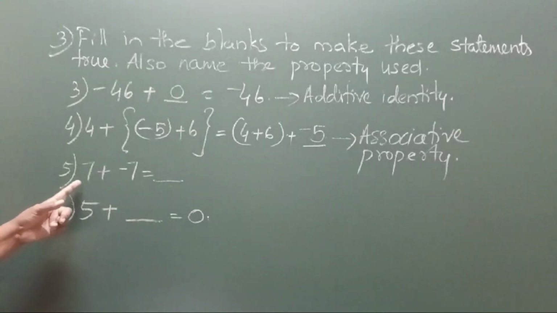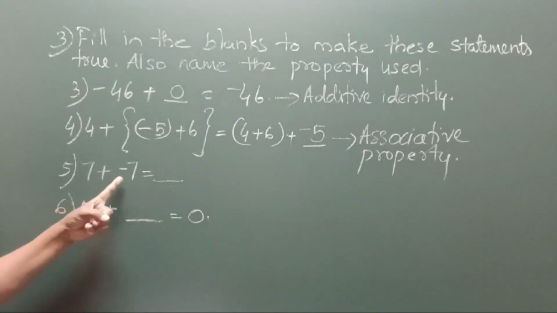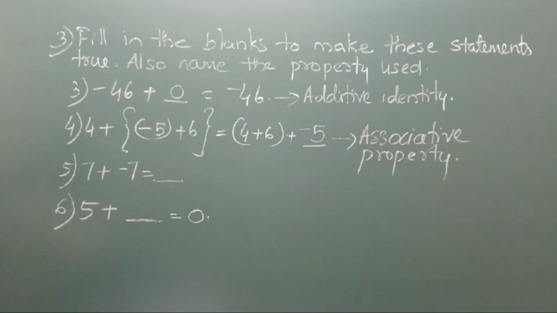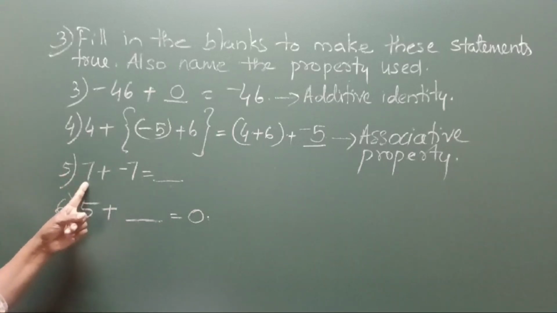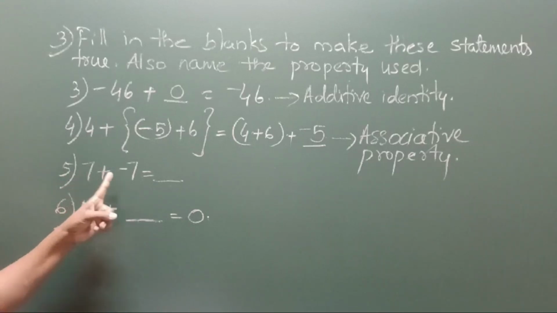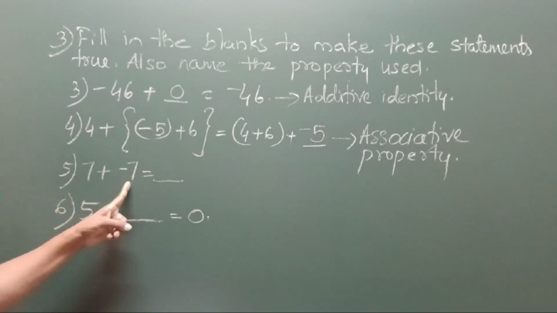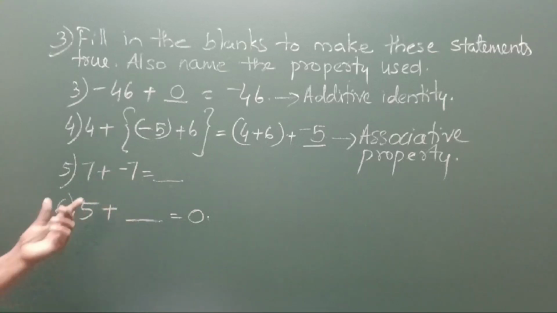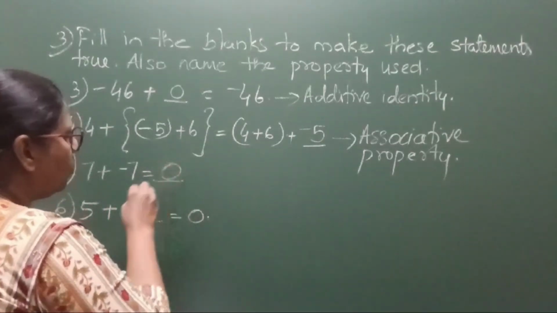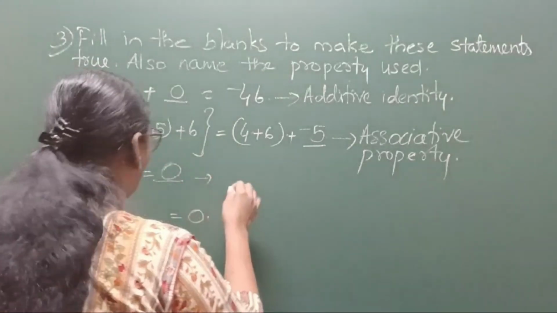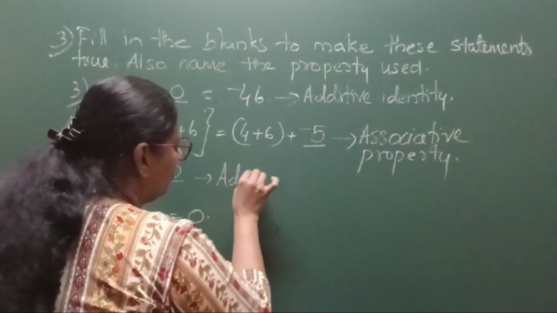Then next, 7 plus minus 7 is equal to dash. We have learned this property also. This is additive inverse. See here, this is a positive integer. It always has an opposite integer, that is minus 7. Additive inverse. So here the answer is 0. We'll write that, and then mention the property, that is additive inverse.